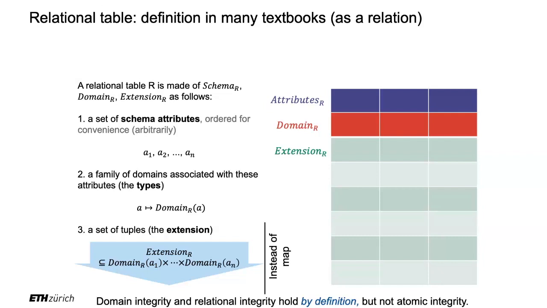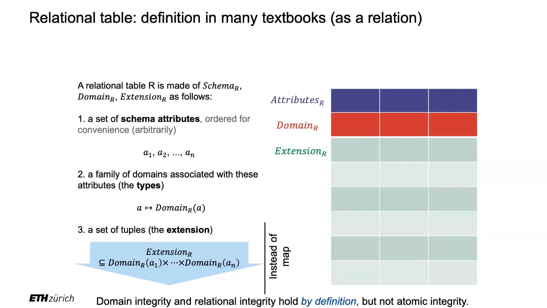All right, so that's the textbook definition. You have domains, attributes, domains, and you take a relation between the domains, a subset of the Cartesian product of the domains, that gives you the table. Extension is basically the name we give to the actual set of tuples, the actual data if you forget about the headers. Now, if you do use that definition from the textbooks, you will notice that it gives you domain integrity and relational integrity for free.